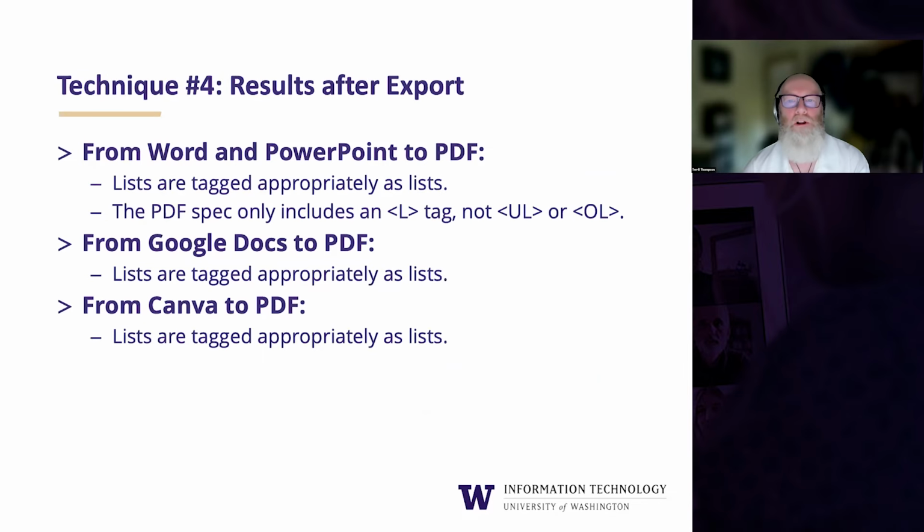Okay, so after exporting, lists are tagged appropriately as a list from Word and PowerPoint to PDF. And just a note that the PDF spec only includes an L tag, a list tag, so it doesn't distinguish between unordered list or ordered list as HTML does. Google Docs and Canva as well, both also generate the expected output in a tagged PDF.